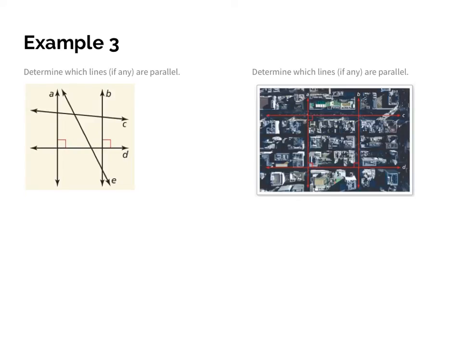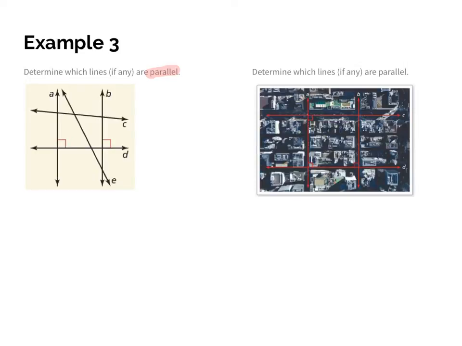All right, in these next examples, we're going to try to figure out which of the lines are parallel. So we're going to utilize some of the theorems we talked about at the beginning. In this first problem, we just want to identify, we have lines A, B, C, D, and E. Which ones are parallel? Again, as we should know, parallel lines do not intersect with each other.